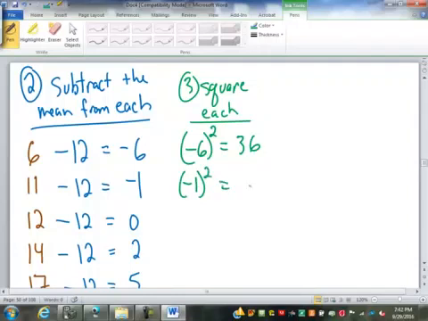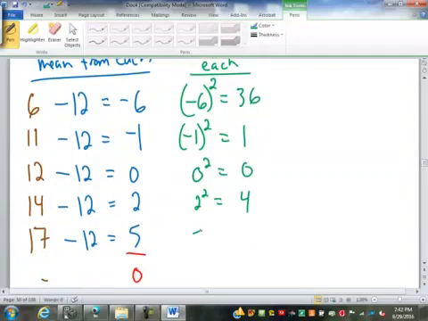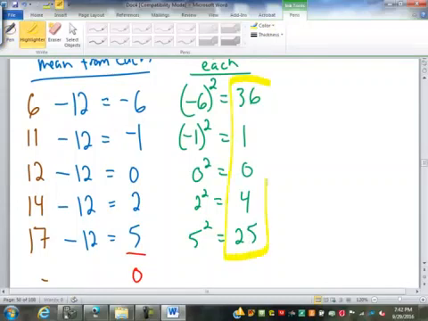Negative 1 squared would be 1. 0 squared, 0. 2 squared, 4. And 5 squared, 25. Again, make sure these numbers here are all positive. If you put it in your calculator wrong, if you don't use the parentheses, you just put in negative 6 and hit squared, it'll spit out negative 36, and that is not correct.